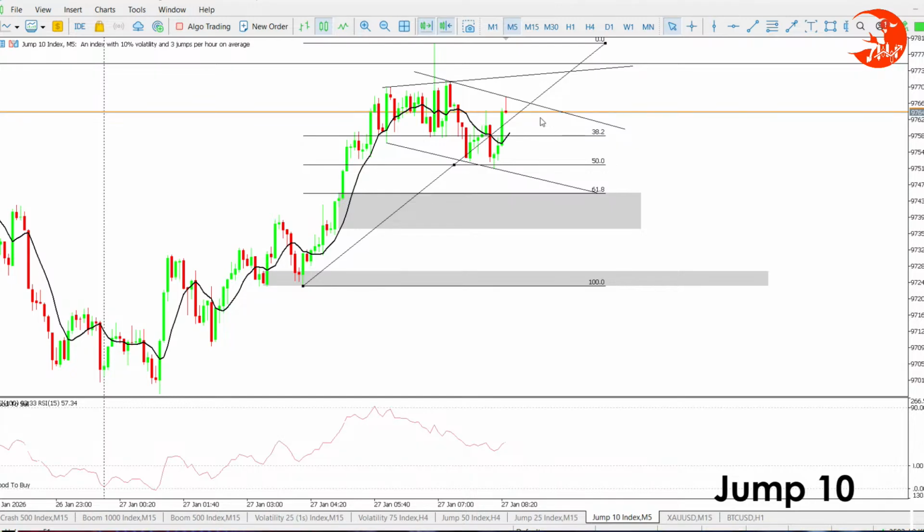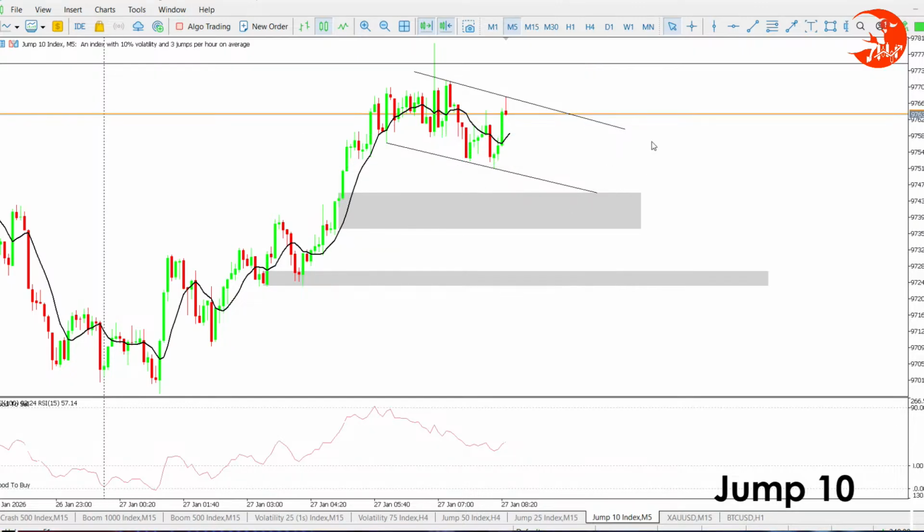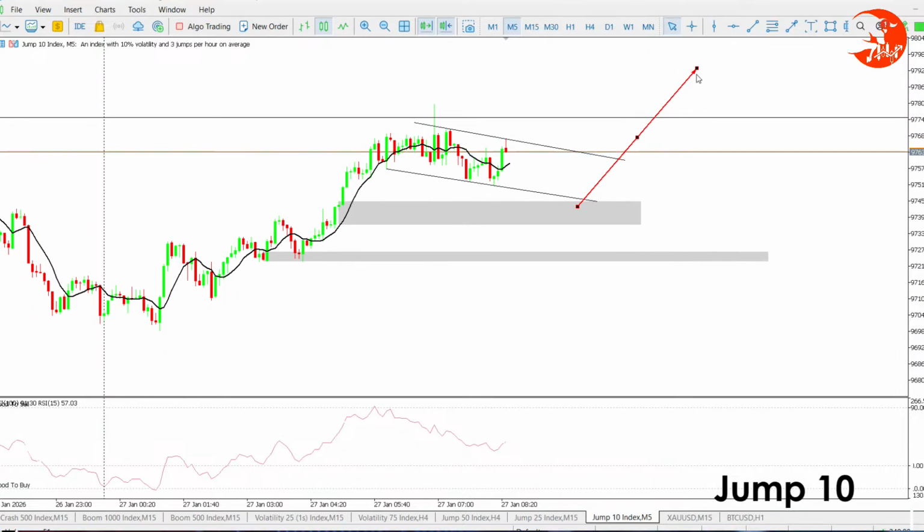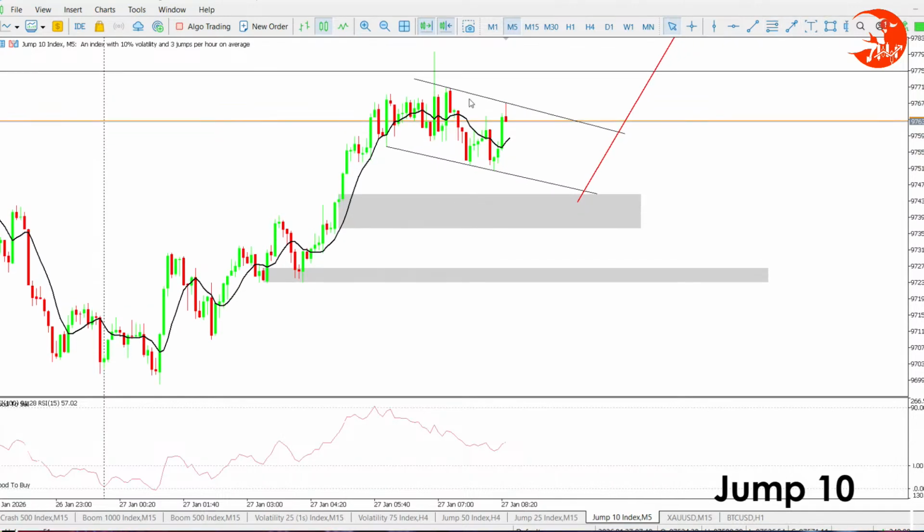But for now, we will use it the way it is, but it's likely to be a flag according to what I'm seeing. And if it is a flag, then it will eventually give us continuation of buys, and that means this very move from here to there is what we will be looking for, probably around this level to take us all the way up there, and that becomes our target of the day. So if it does come all the way here, then we have an entry on J10.